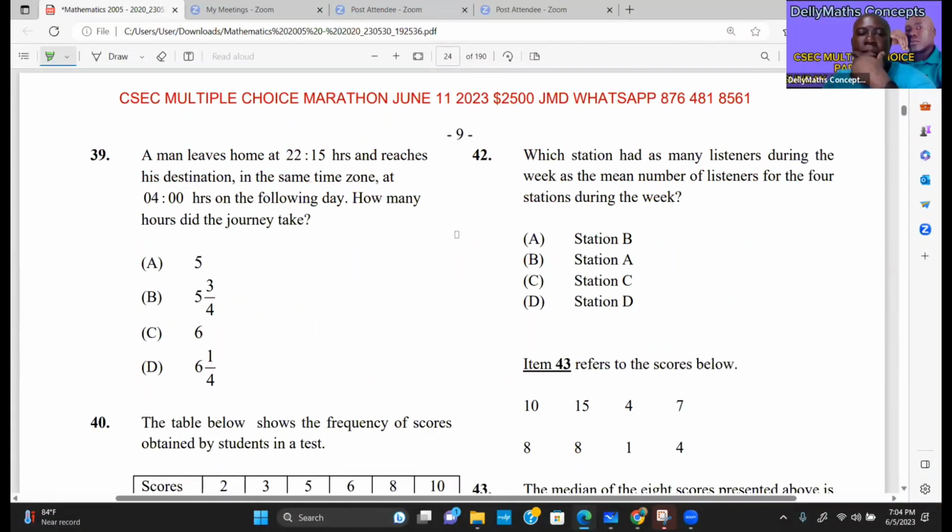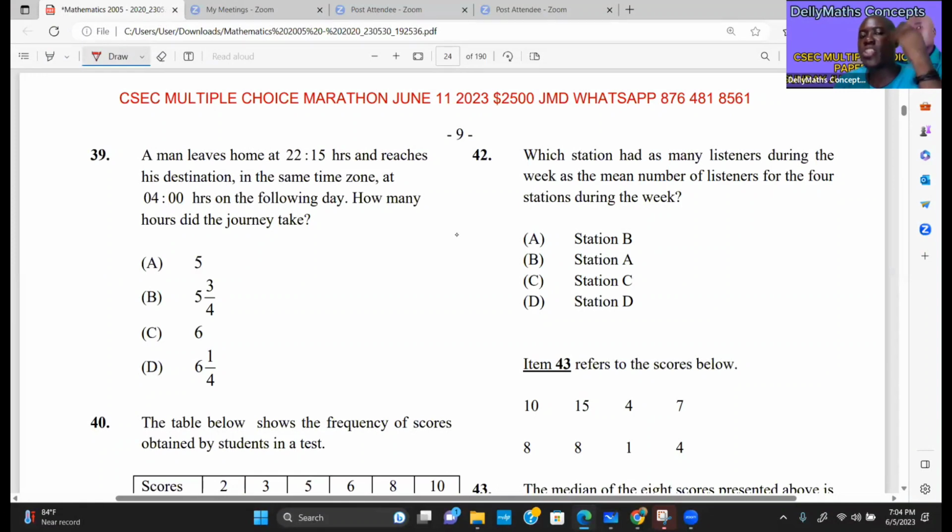A man leaves home at 22:15 hours and reaches his destination in the same time zone at 4 hours on the following day. How many hours did the journey take? You can work this out simply. Do not get these incorrect, because you can easily walk through it.